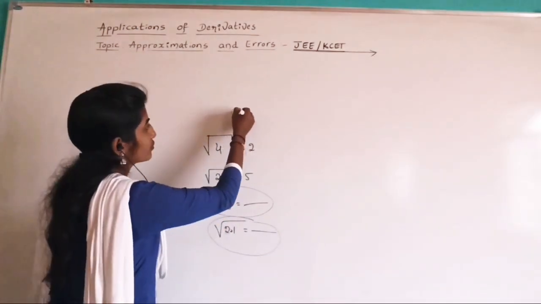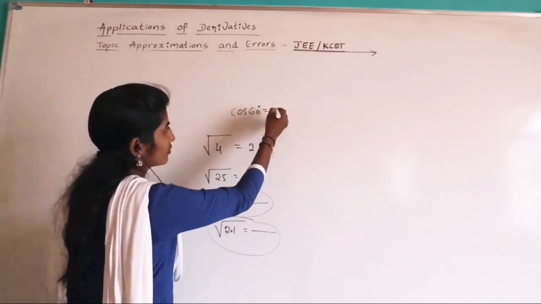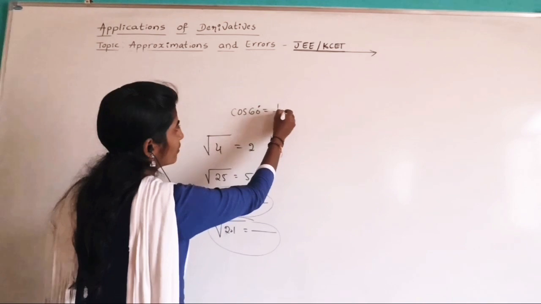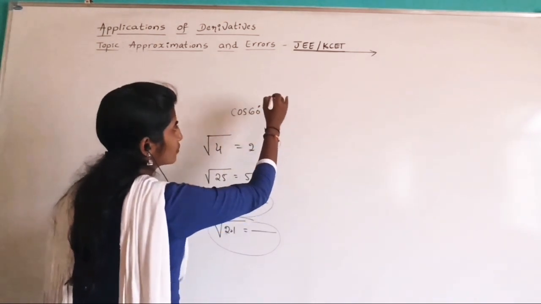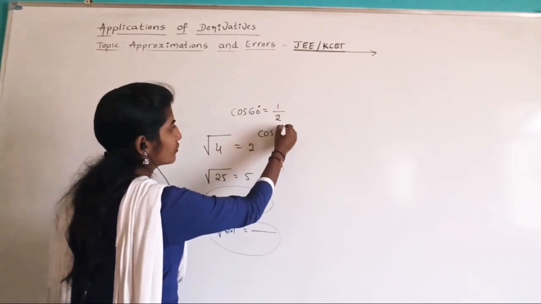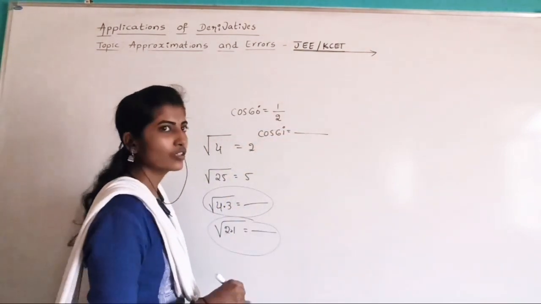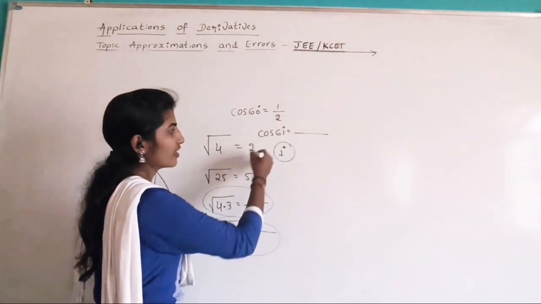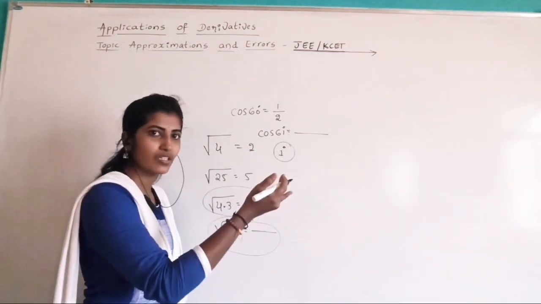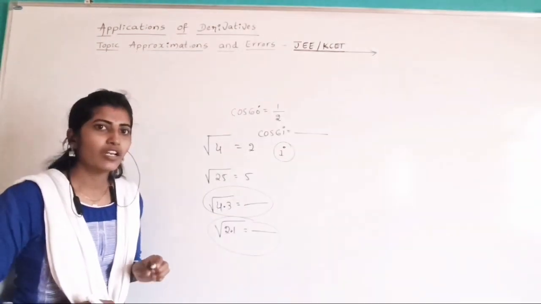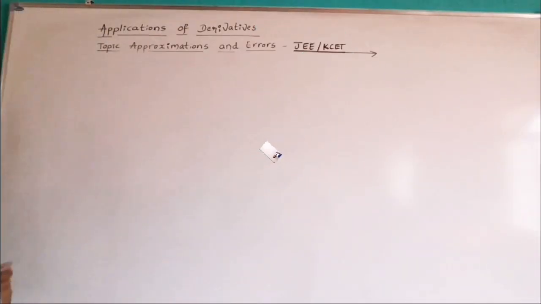Otherwise, you know that the cos 60 degree value is 1 by 2. What about cos 61 degree here? Here the error in the angle is 1 degree. So in such cases, these are going to help you a lot, right? Let's take our first question after this.